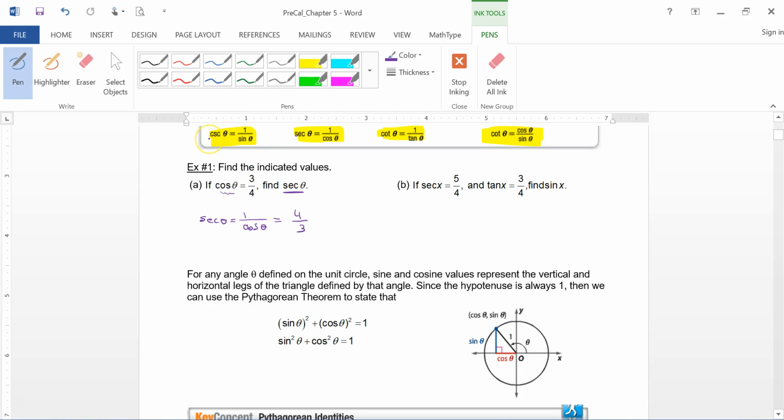So, secant of x is 5 over 4. Tangent of x is 3 over 4. We need to find sine of x. So I'm given secant and tangent. I need to find sine. So the strategy is, and this will help you for the rest of the chapter, what's a way that secant and tangent are related to sine? How are secant x and tangent x related to sine?